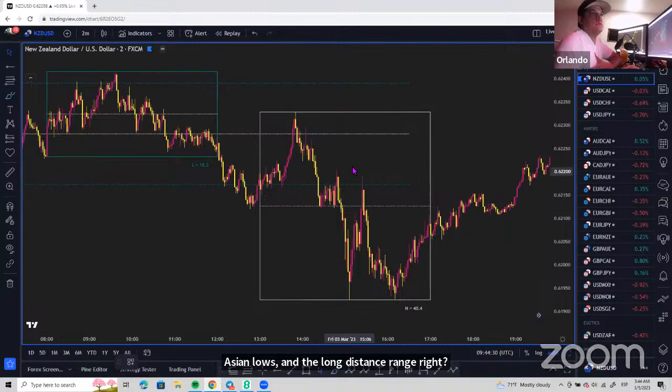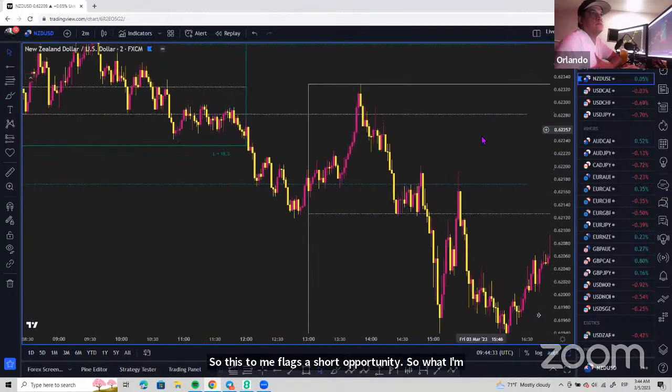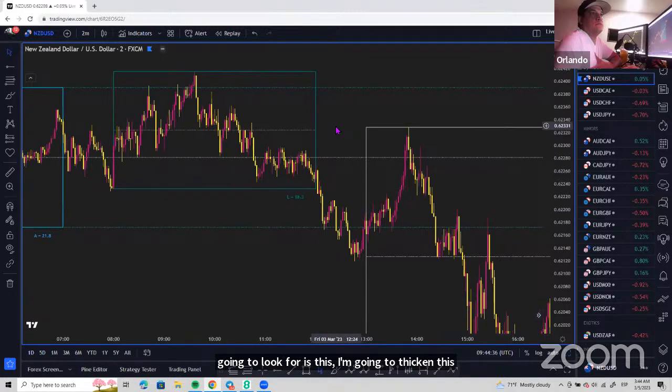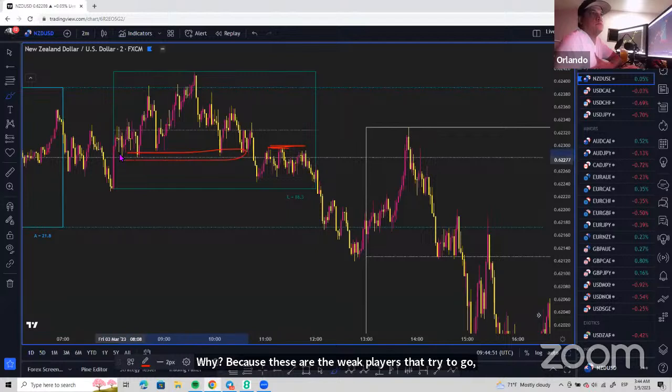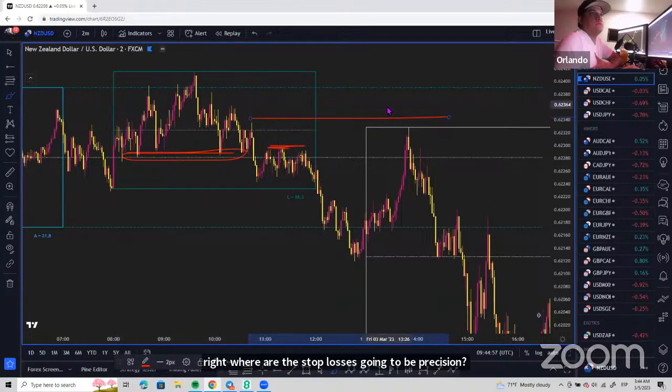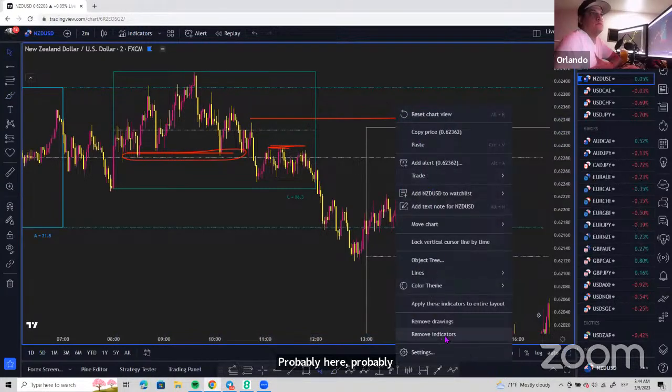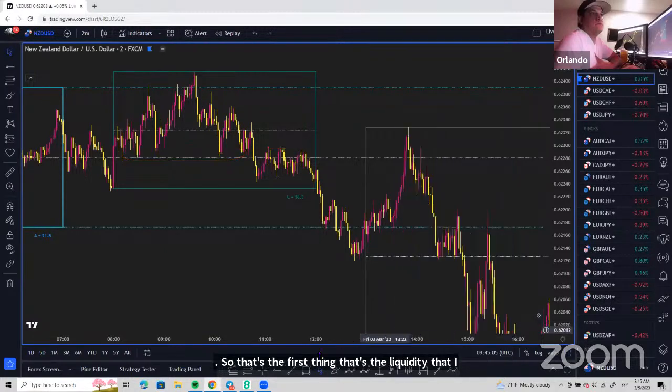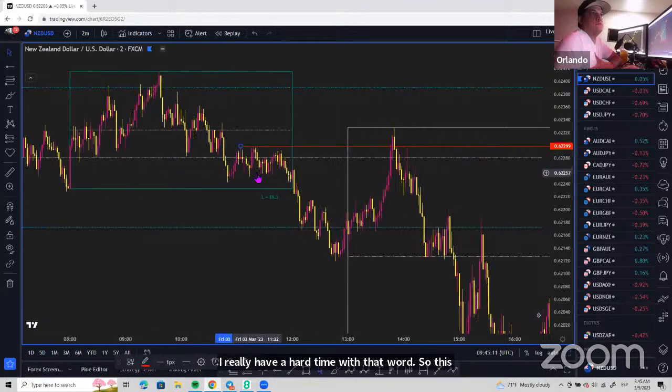So what I'm going to look for is this. I'm going to thicken this chart out for you guys. First of all, where are the weak players? You can see that the weak players are here. Why? Because these are the weak players that got in short at the break of these lows. Where are their stop losses going to be positioned? Probably here, that really doesn't matter. So that's the first thing. That's the liquidity that I look for to get swept. I really have a hard time with that word. So this is the liquidity.